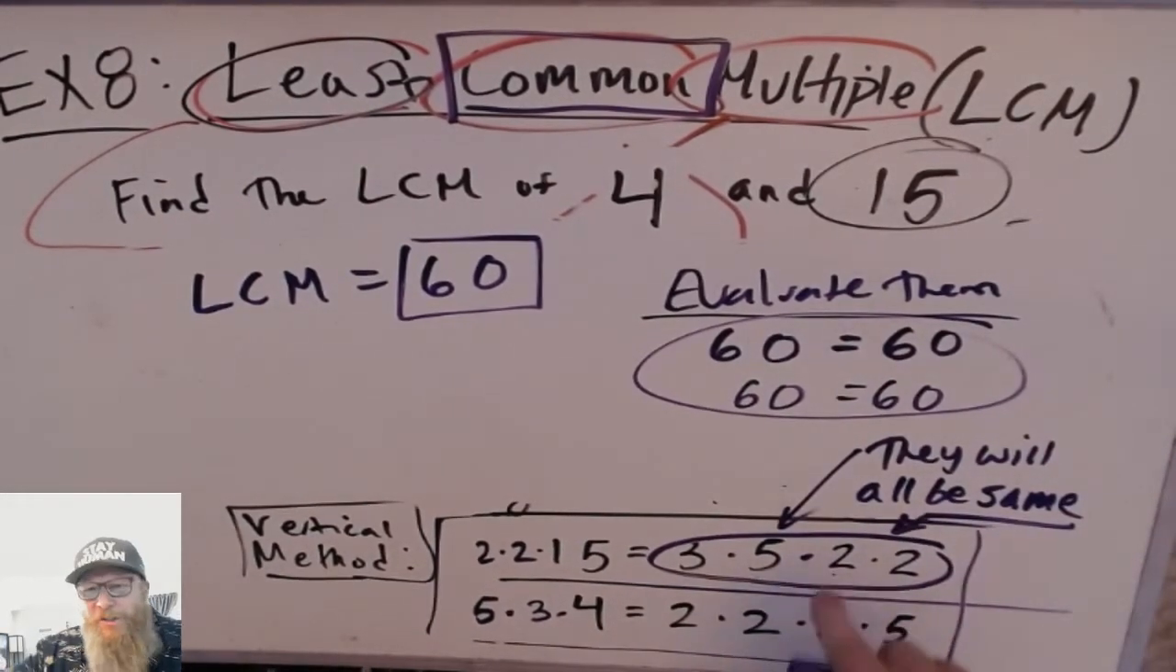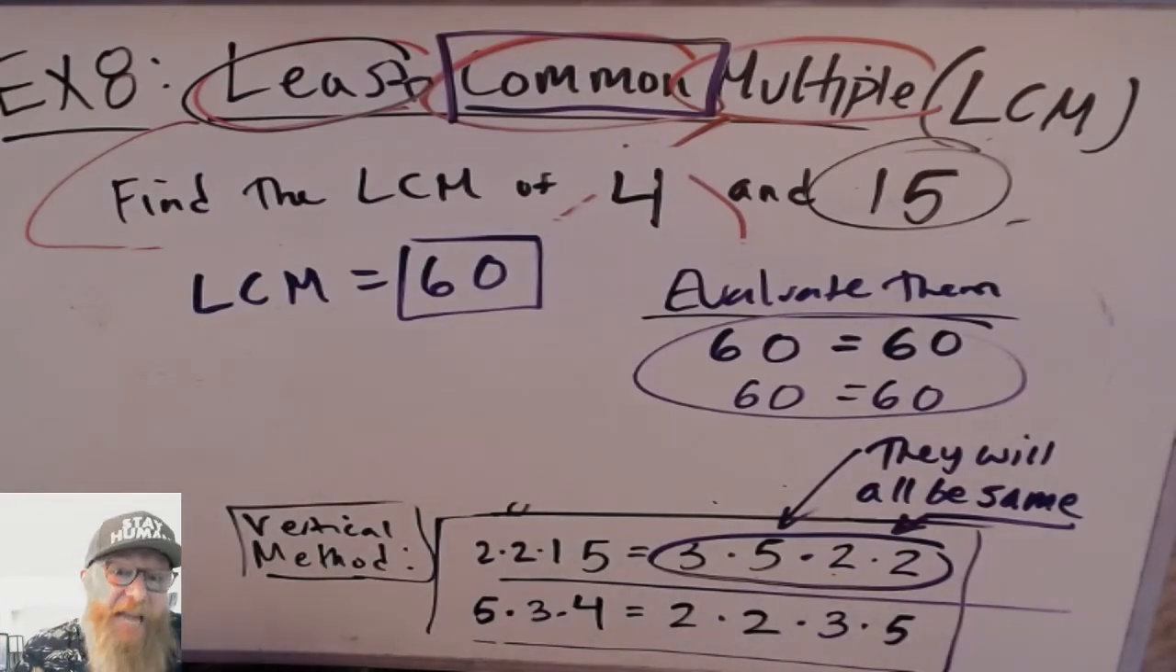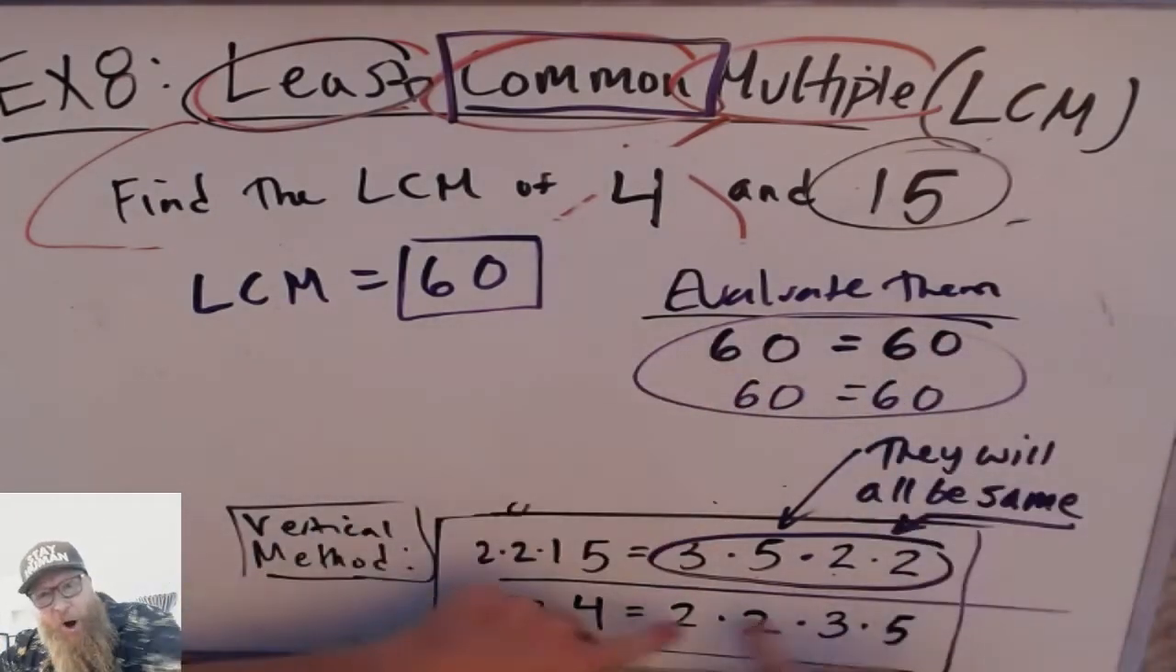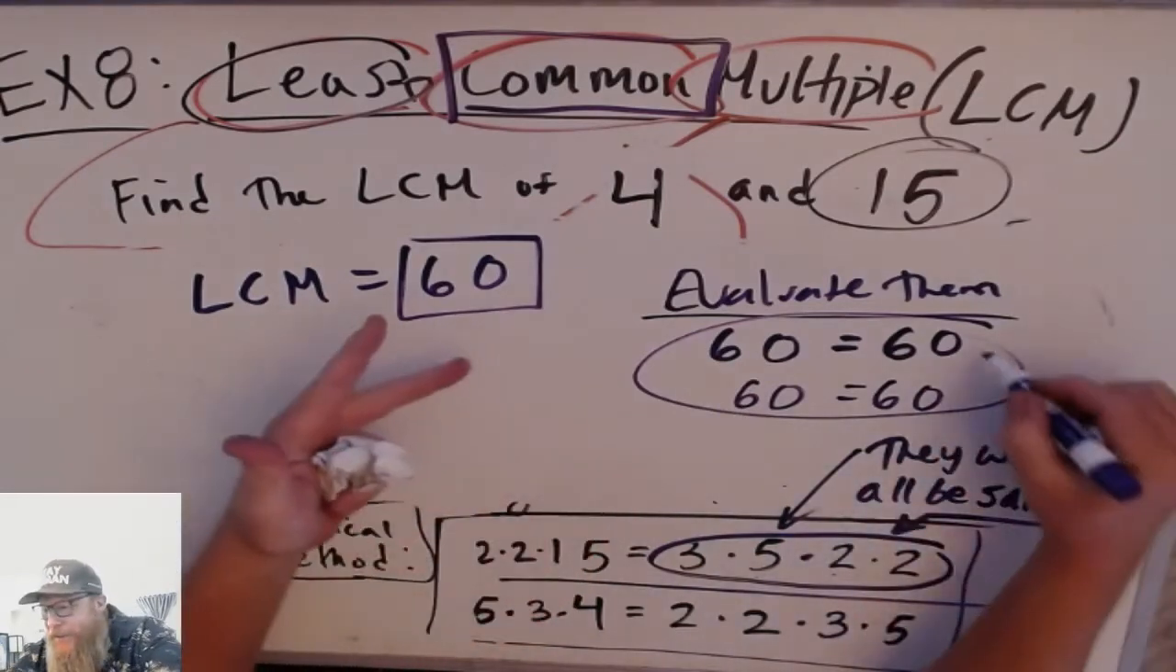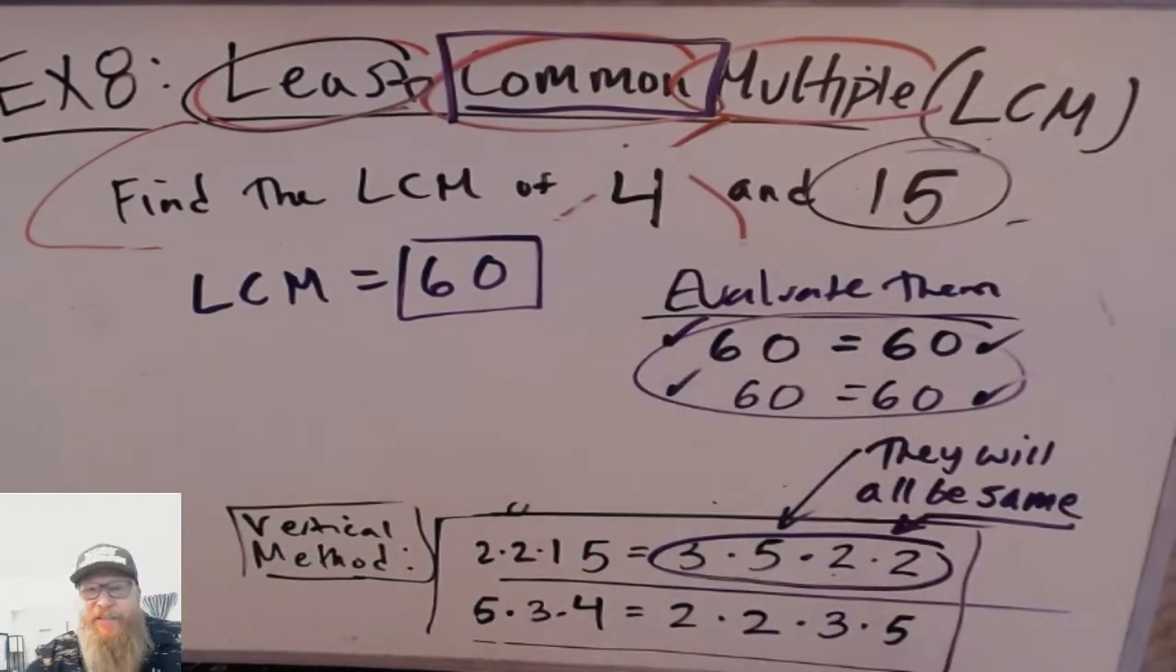So in other words, once you've done one of them, they're all going to be the same. I mean, unless you made a mistake. I guess doing all 4 of them checks that you didn't make a mistake. They better all come out to be the same.